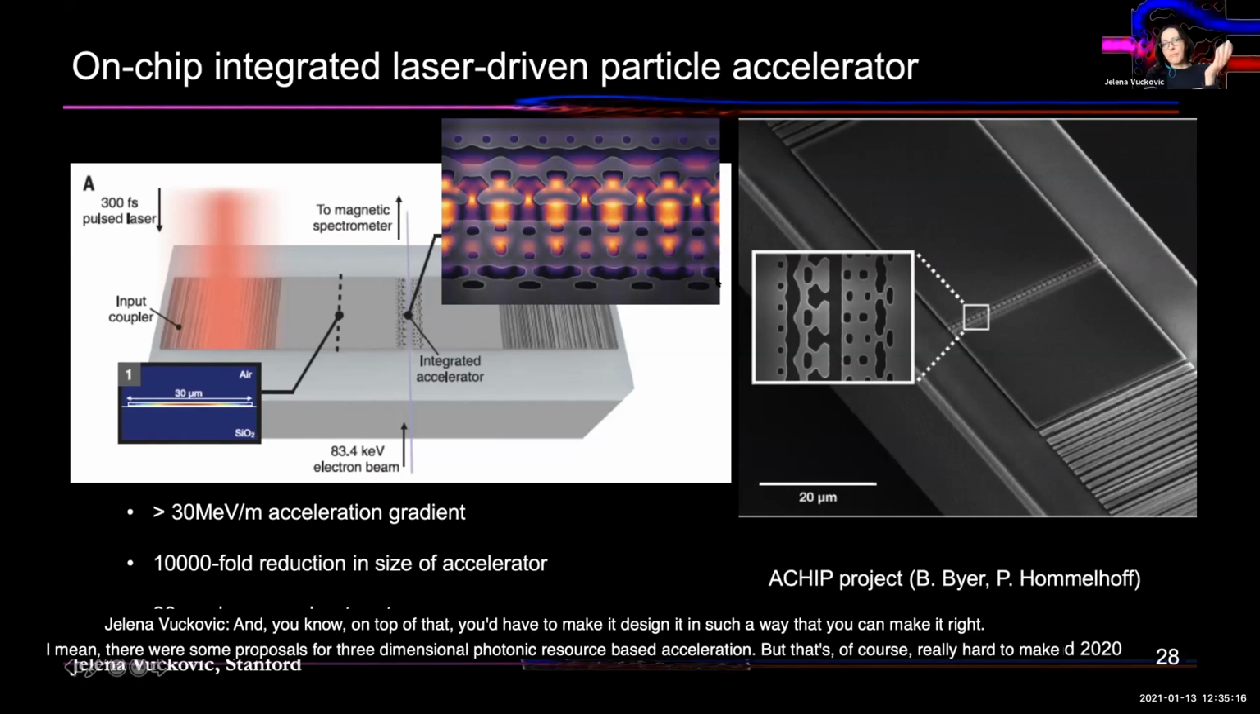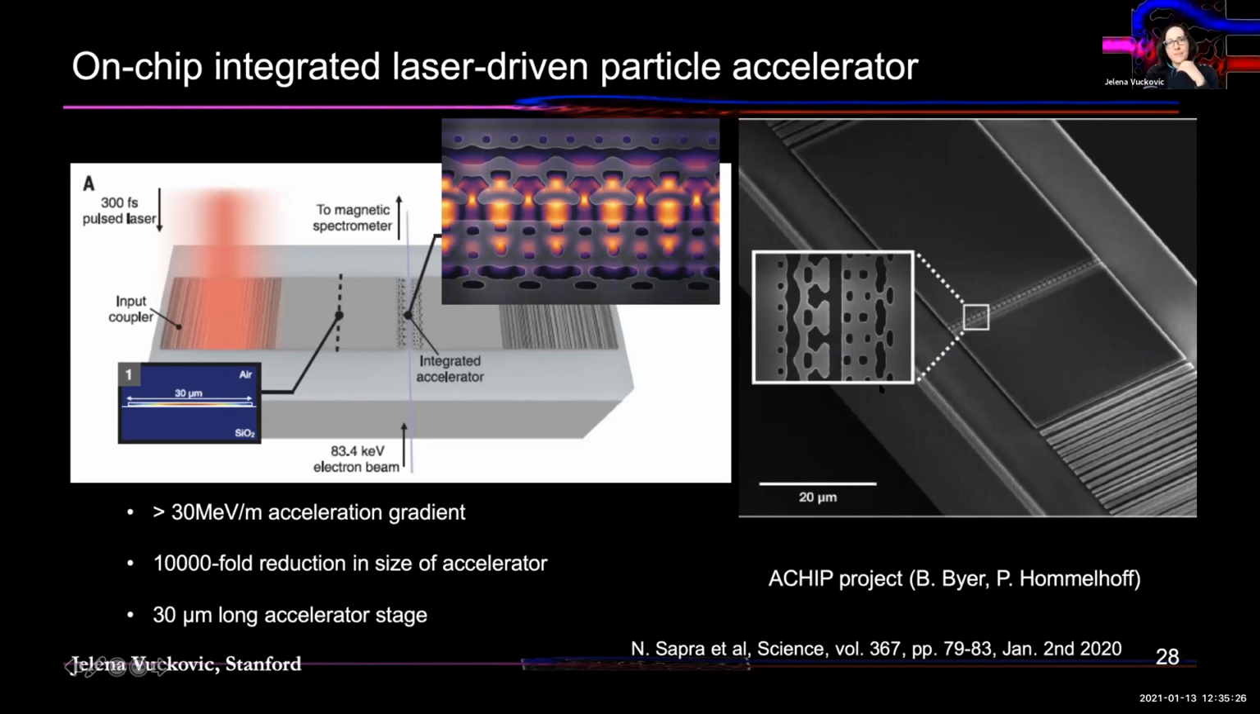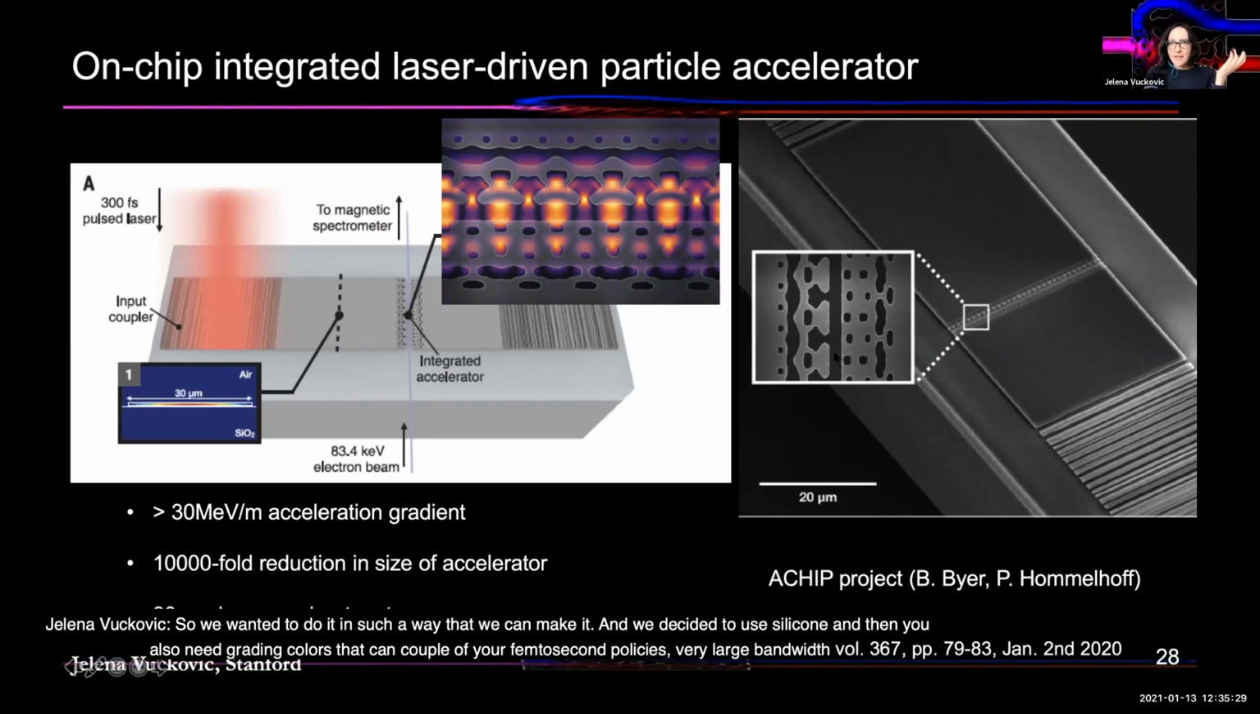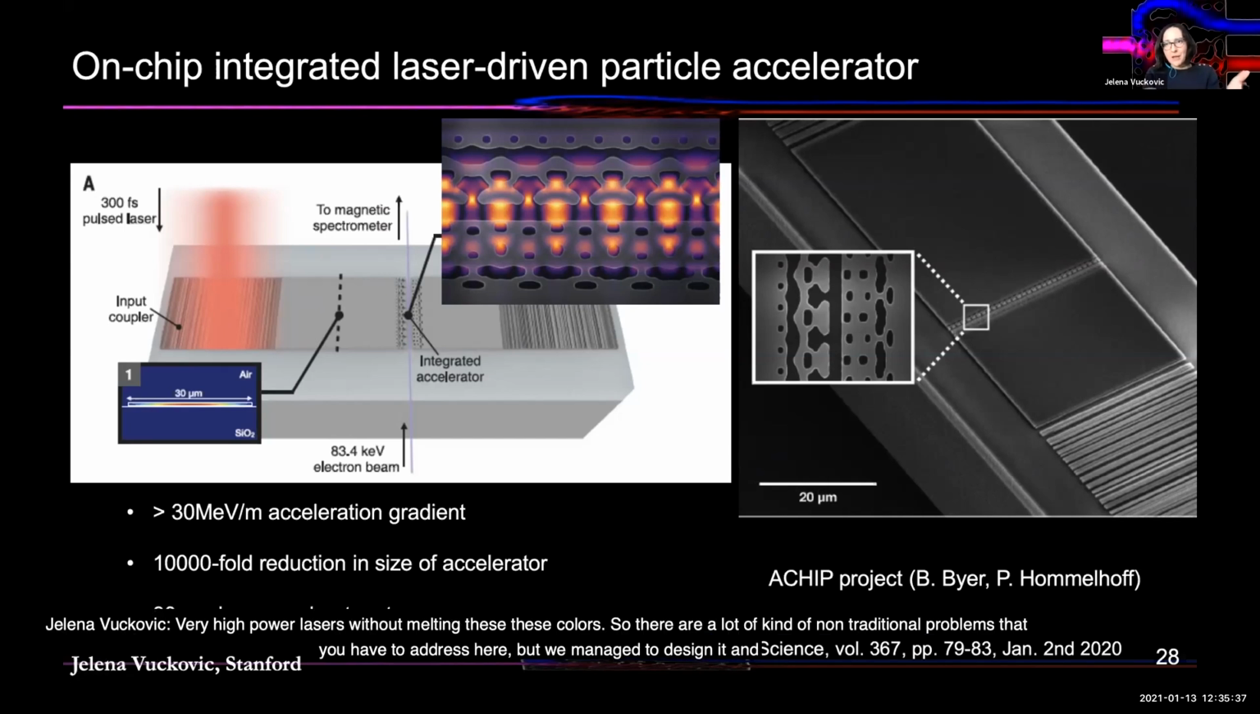And on top of that, you'd have to design it in such a way that you can make it, right? I mean, there were some proposals for 3-dimensional photonic crystal-based acceleration, but that's, of course, really hard to make. So we wanted to do it in such a way that we can make it, and we decided to use silicon. And then you also need grating couplers that can couple your femtosecond pulses, very large bandwidth, very high power lasers without melting these couplers. So there are a lot of non-traditional problems that you have to address here.